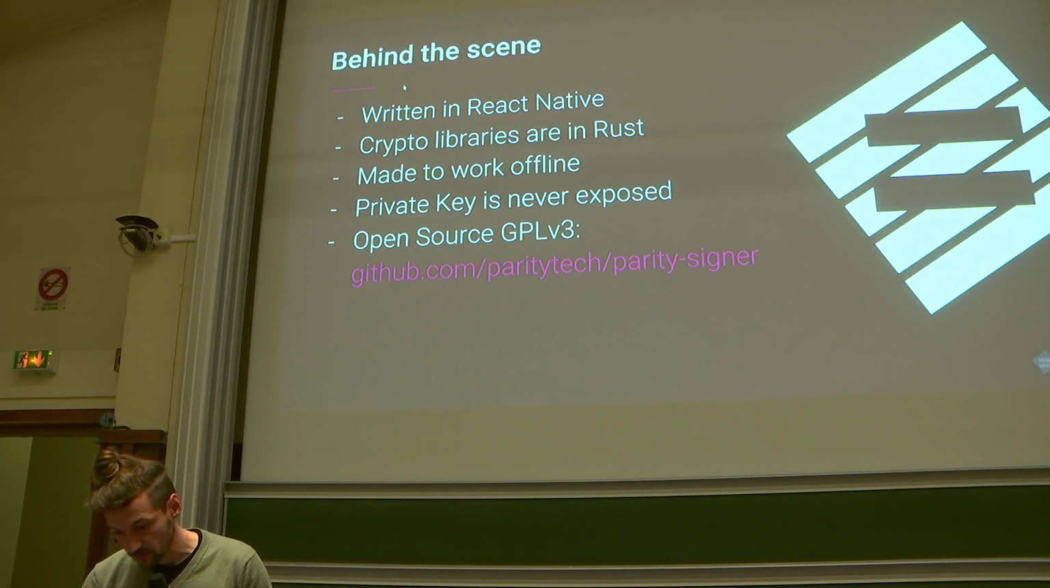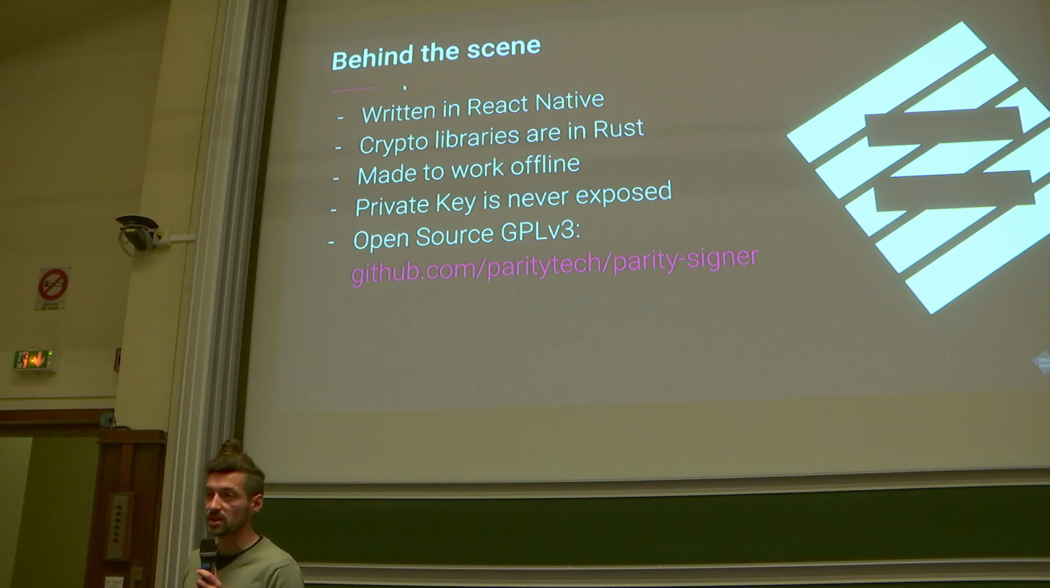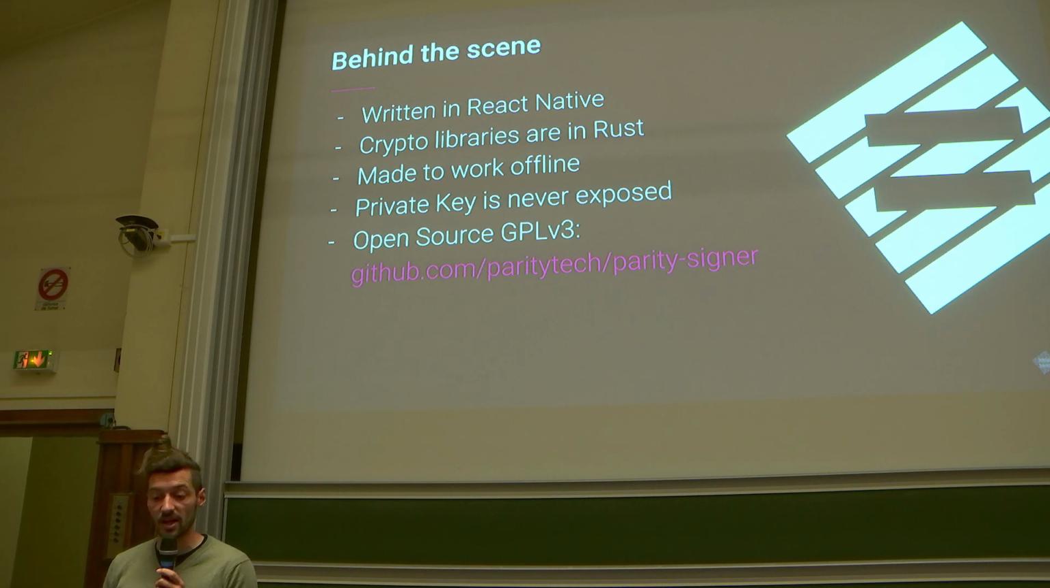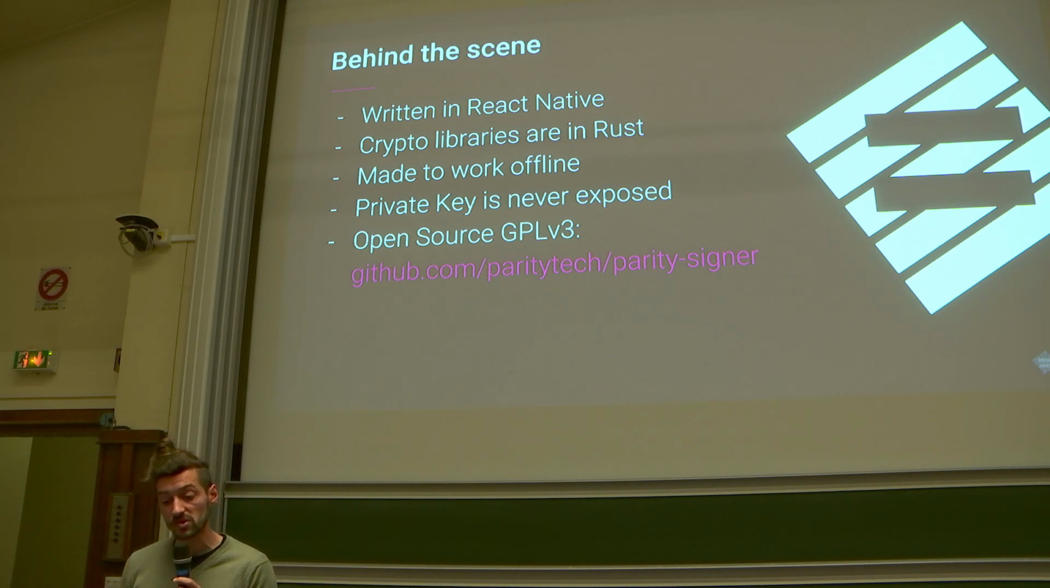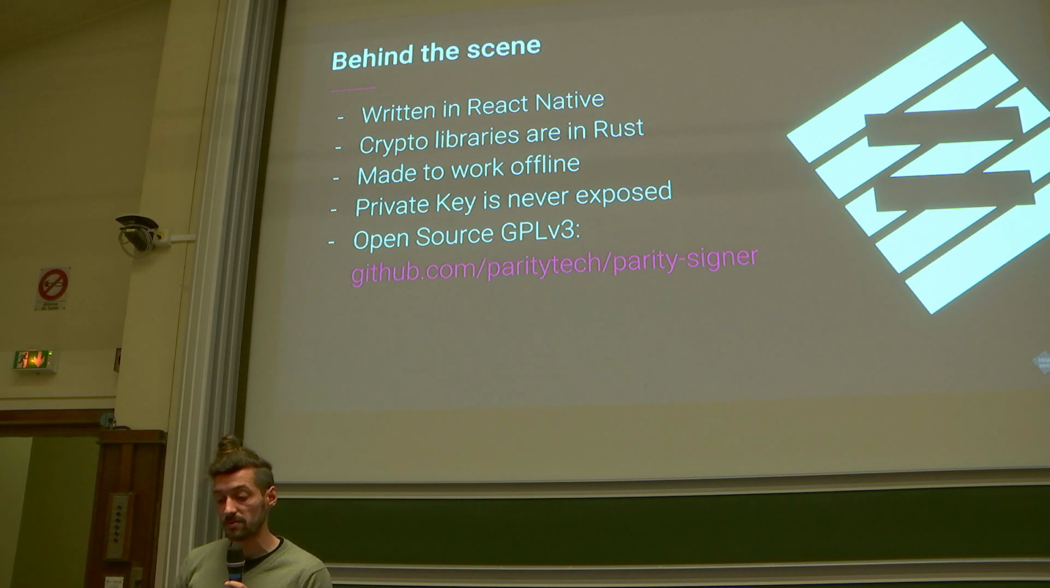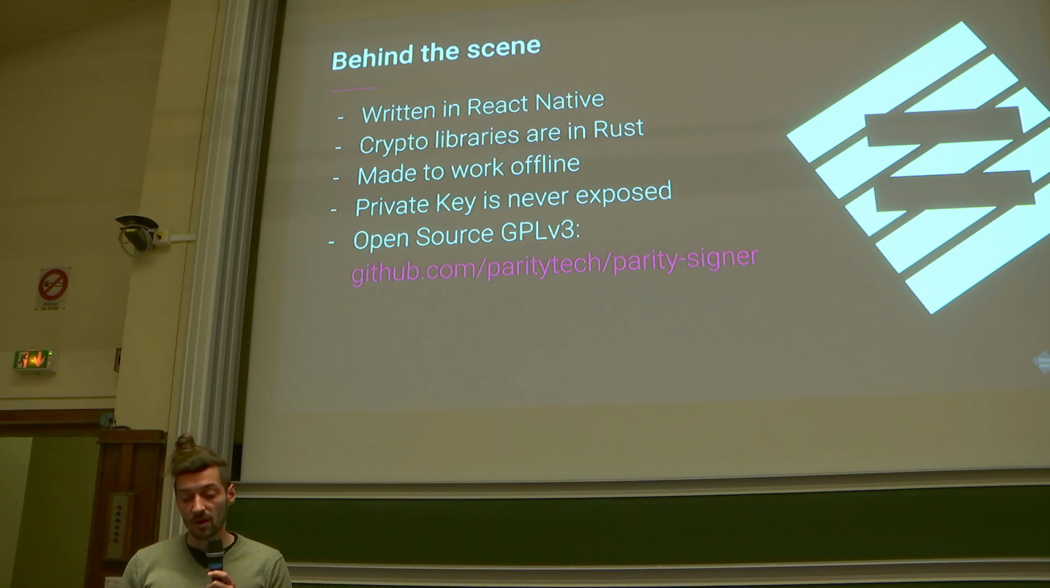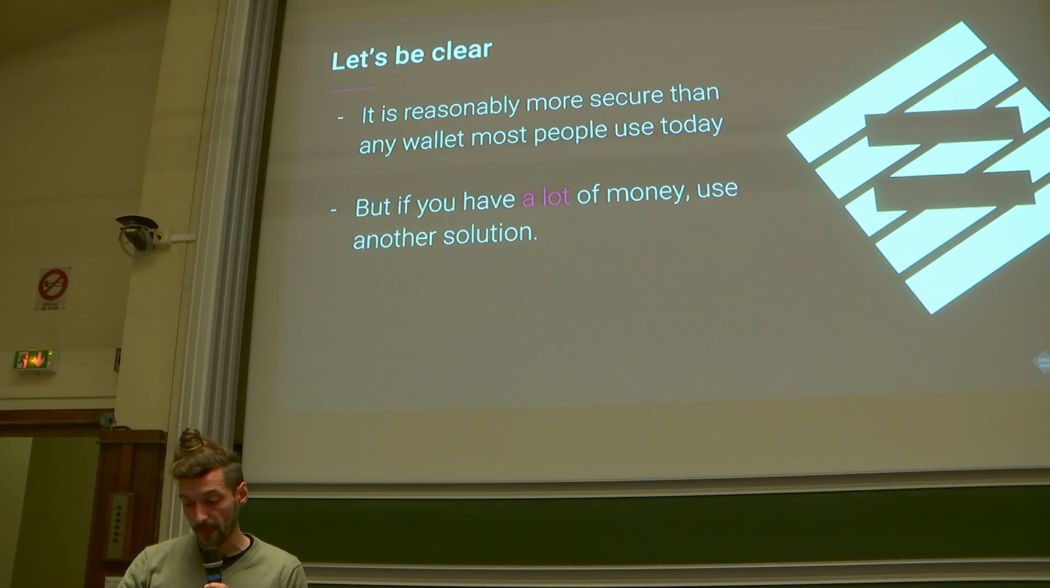Right, so behind the scenes, how it works is a really simple app written in React Native. As I said, it's open source. The crypto library is written in Rust. It's also open source. It's made to be used totally offline. It's actually something that we really hope will be followed, that people just never switch it online. If you want to learn about it, it's on GitHub, of course.